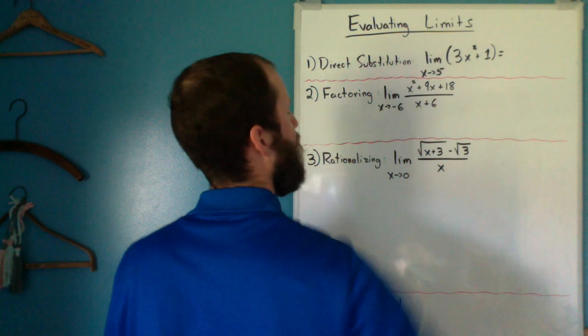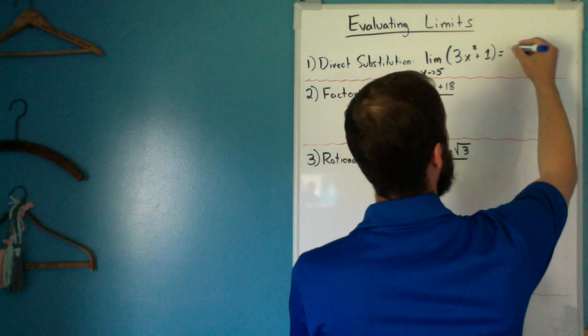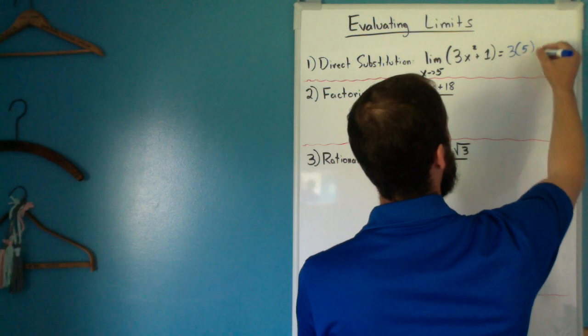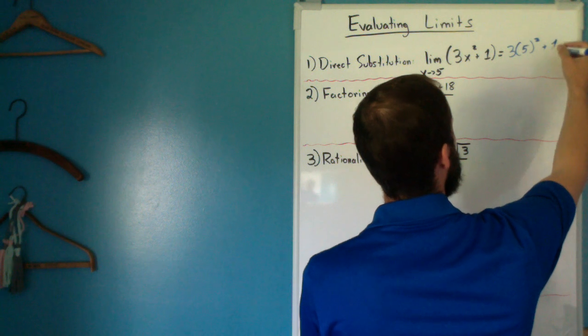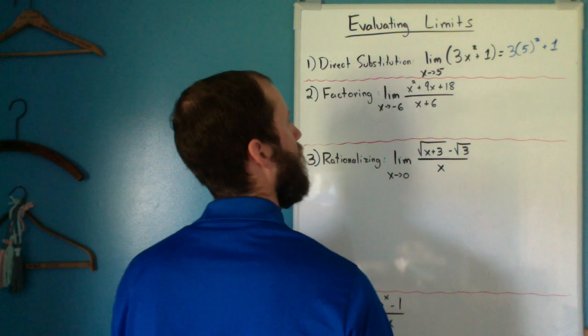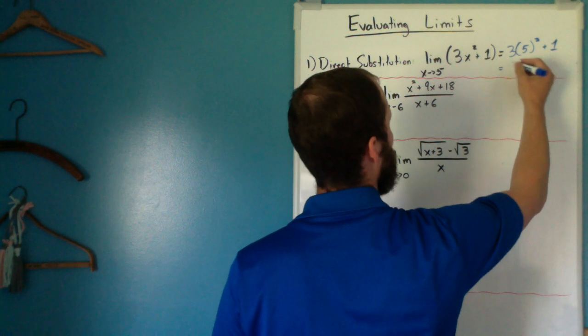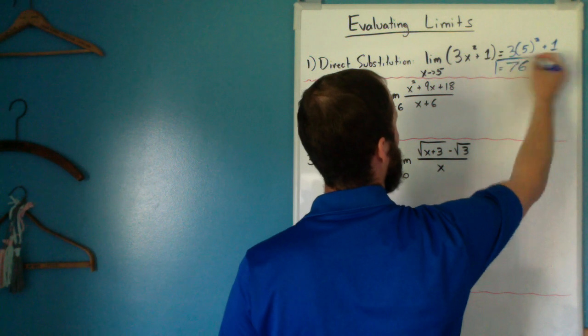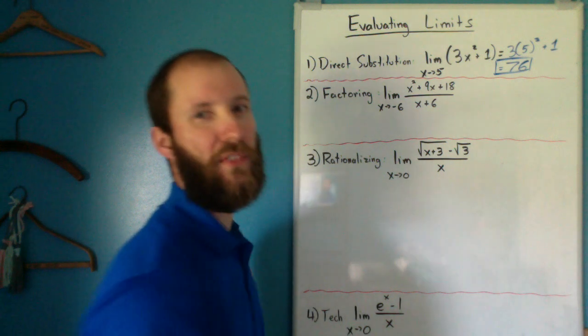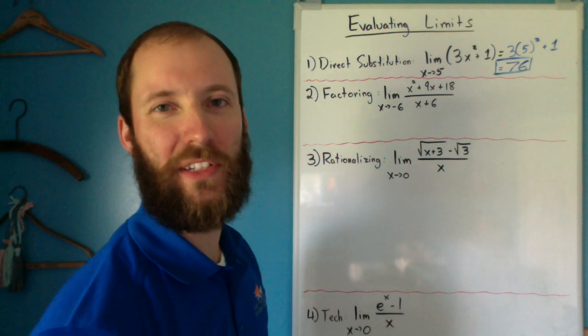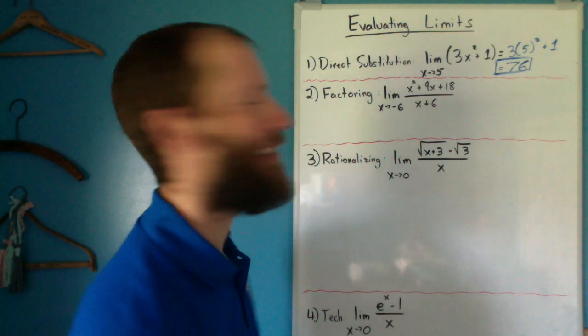Just go ahead and plug in 5. So 3 times 5 squared, plus 1. 5 squared is 25. 25 times 3 is 75, and you get 76. Very cool. You always want to try direct substitution first because it's the easiest method.